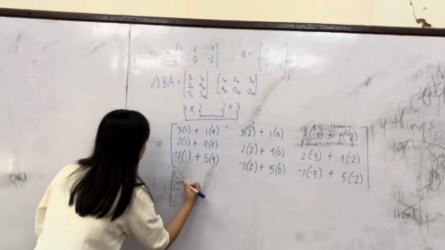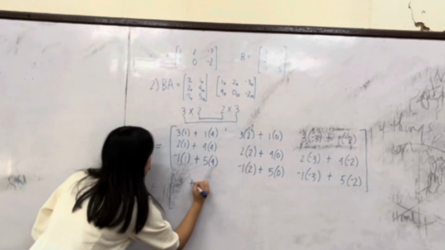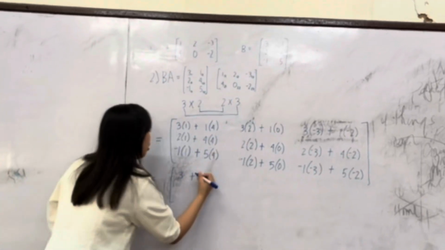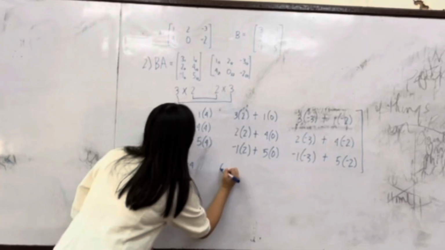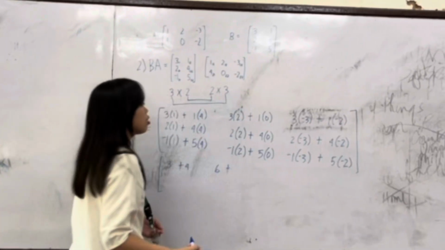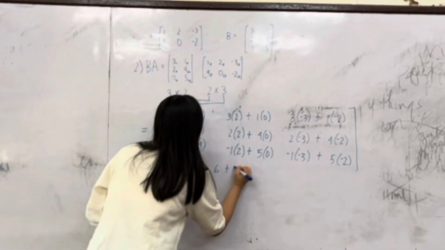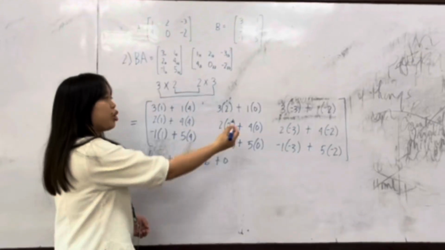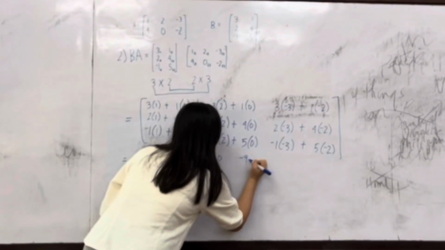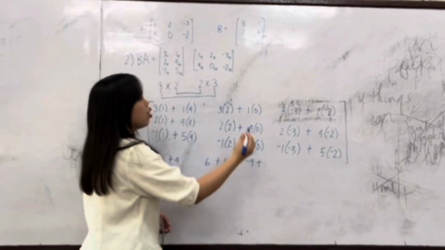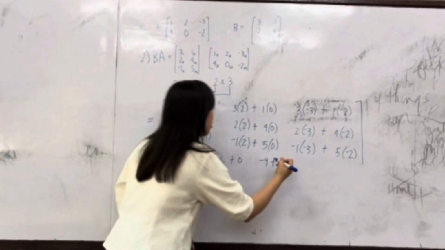3 times 1 is 3, plus 1 times 4 is 4. And then 3 times 2 is 6, plus 1 times 0 is 0. And then 3 multiplied to negative 3 is negative 9, plus 1 times negative 2 is negative 2.